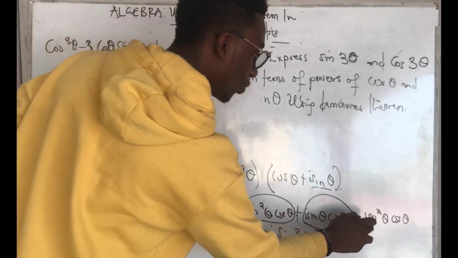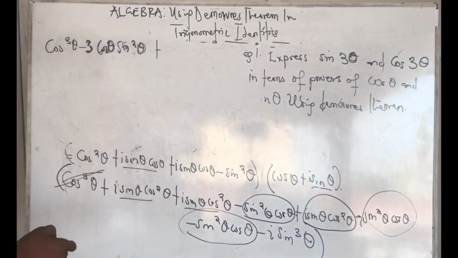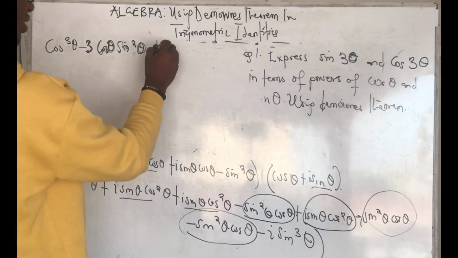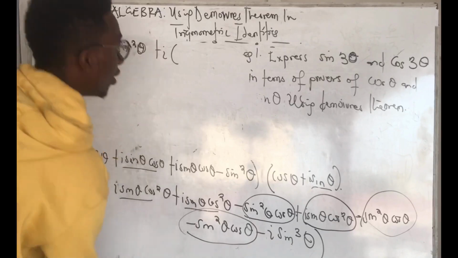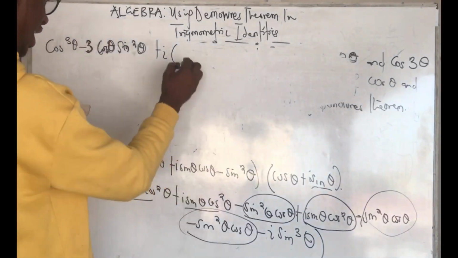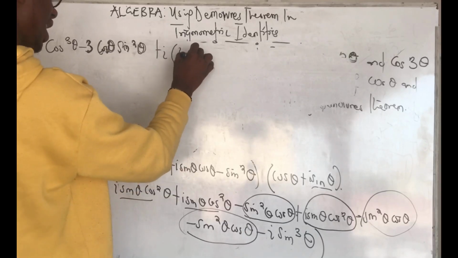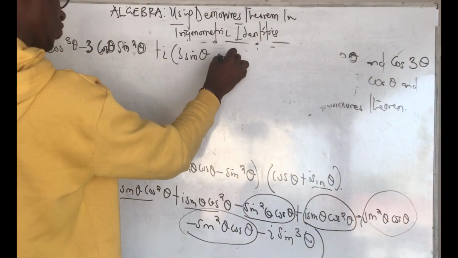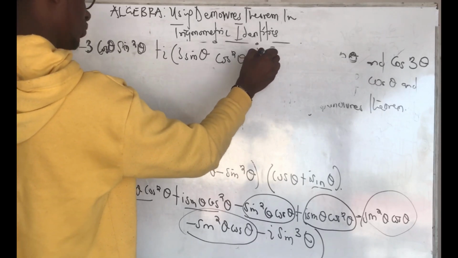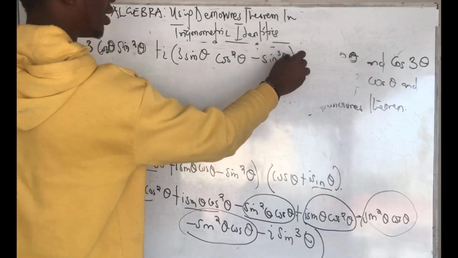Okay, this also has no I. Okay, so now the rest of them are having I. So this has an I, this also has an I. So we get I into bracket. Okay, let me clean this side so now I'll extend it. So we get I into bracket 3 sine theta cos square theta minus sine cube theta. All right.